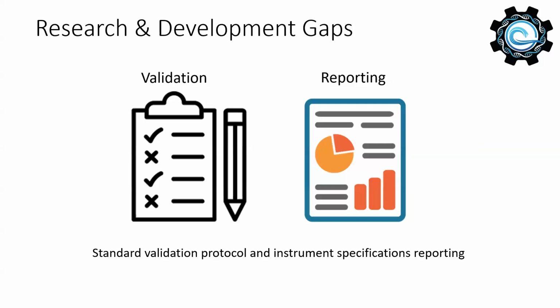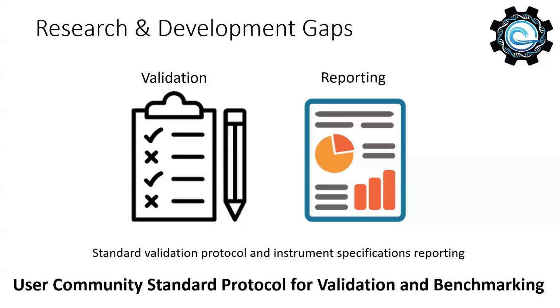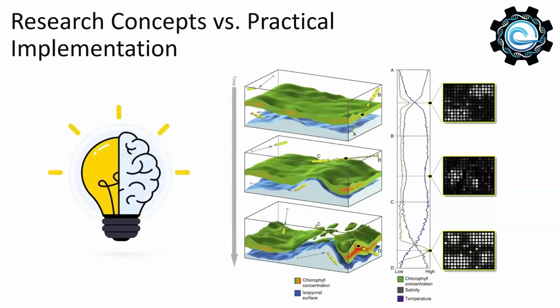Finally, there's also some research development gaps on the instrumentation side. From a sampling perspective, we need to have better validation and standards reporting. So as mentioned yesterday in a number of talks, we talked a little bit about eDNA standards and validation. Well, that's true in the instrumentation world as well. So the instrumentation community also needs to come together to develop validation protocols and standard specifications reporting, so we understand what those instruments are doing and what they're capable of.